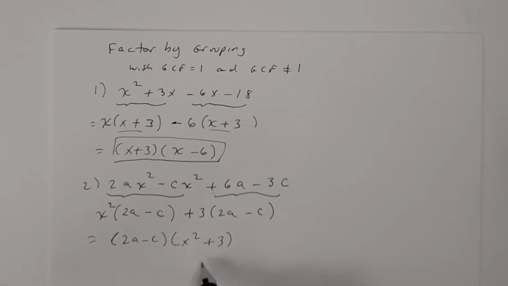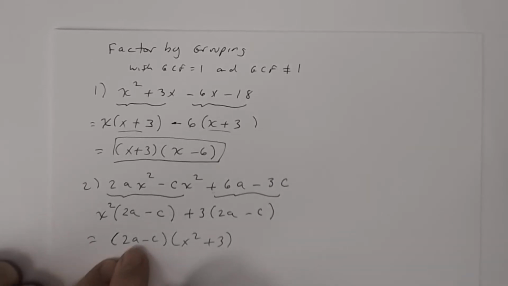Now again, make sure before you go any further, you check your factors to make sure you can't factor anything else. All right, so the GCF of 2a minus c is 1, and the GCF of x squared plus 3 is 1. So you're good.